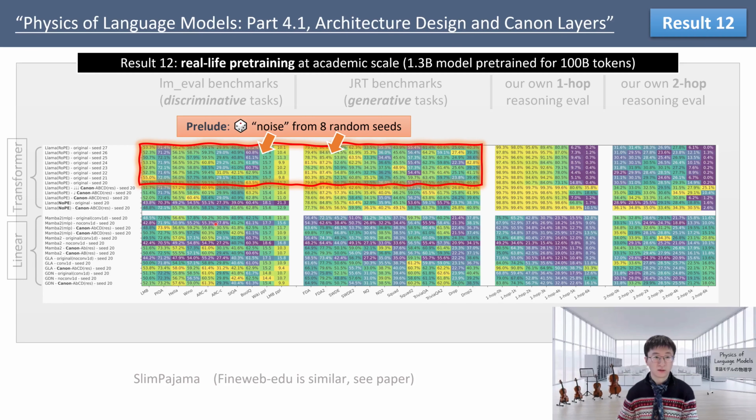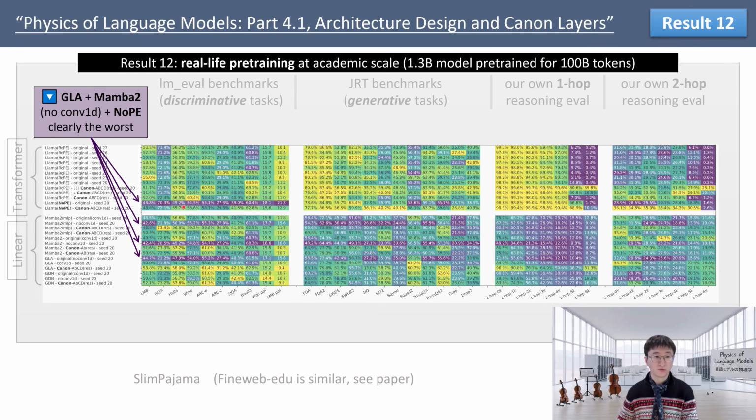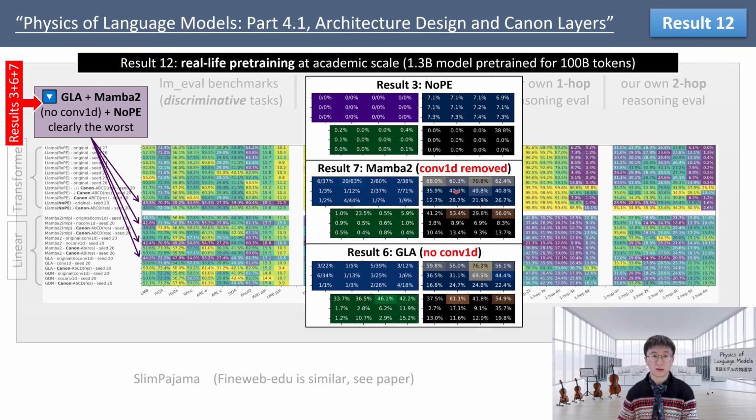So for instance, the following 4 rows are clearly outside this random noise band. Those are the 4 rows corresponding to GLA, the original linear attention without Canon 1D, these two correspond to the Mamba without Canon 1D, and this one corresponds to NoPE, the original NoPE design. Those are exactly what we showed in results 3, 7, 6. That is, Mamba2 or GLA without Canon 1D performed badly, and NoPE also performed badly in its original design.